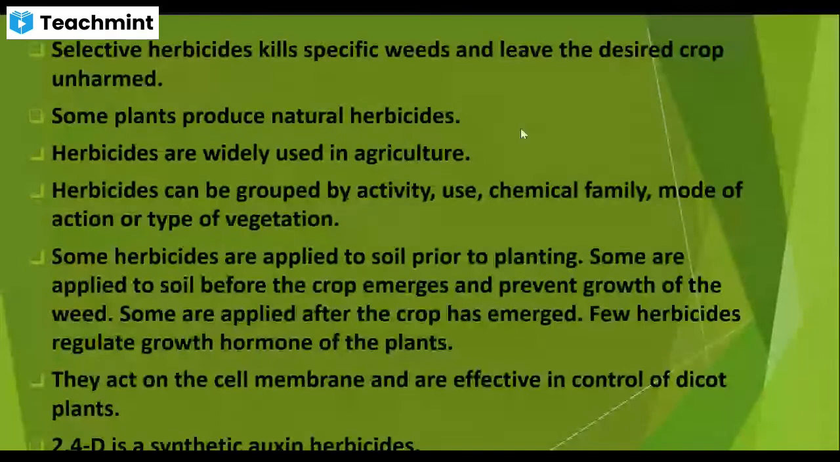Selective herbicides kill specific weeds. As I told you, whatever herbicide you are going to use can kill only specific weeds and leave the desired crop unharmed. Whatever your crop is, like the tomato crop, batata crop or cauliflower crop, it remains unharmed. But whatever herbicide we are using can kill only specific weeds like grass, and other weeds growing with our plant can be killed by the herbicide.